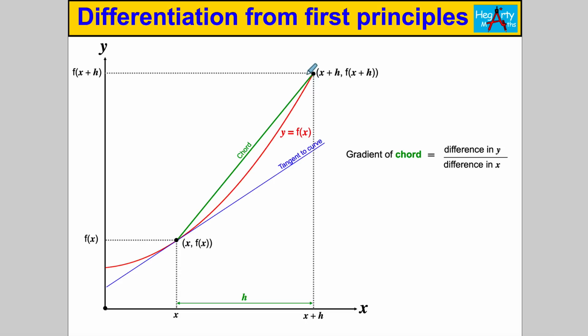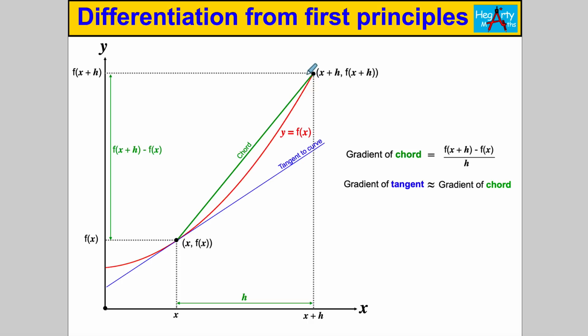To work out the gradient of the chord, we can do the difference in y's divided by the difference in x's. With this little animation, hopefully this is clear: the difference in y's is f(x + h) take away f(x), and the difference in x's is just h. So the gradient of that chord is given by the formula f(x + h) take away f(x), all divided by h. Simply difference in y's divided by the difference in x's. Okay? So we can work out the gradient of this chord.